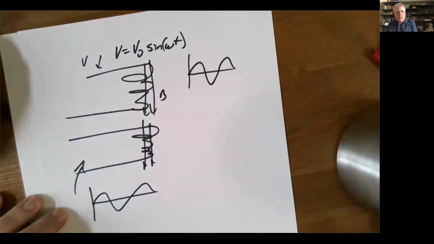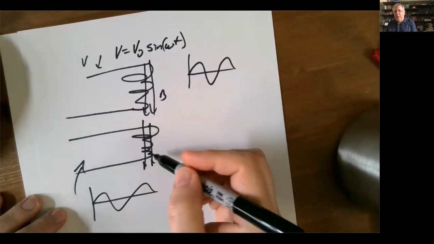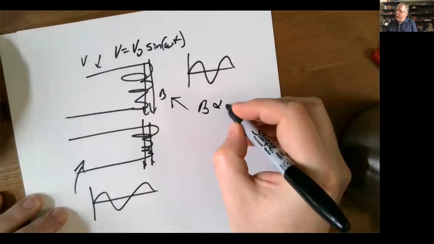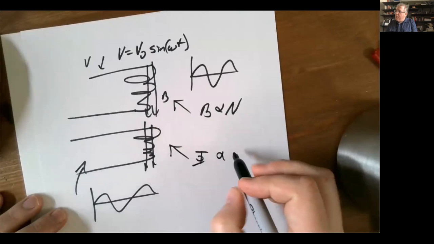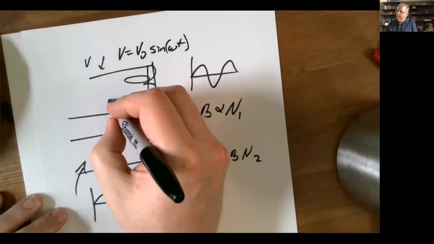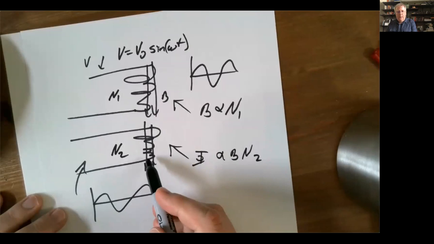Now, this is really important because how much voltage I get out of this, how much field I get out of this, is proportional to how many turns I put on my coil. The more turns I put on my coil, the more magnetic field I get. The flux in this coil is proportional to B, and it's proportional to the number of turns on this coil. If I have more turns of coil, this feels the magnetic field more strongly. If I have more turns on this coil, it makes the magnetic field more strongly.